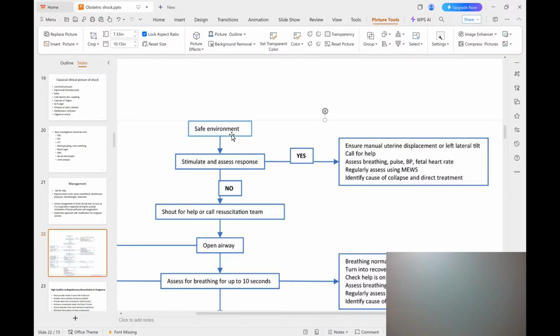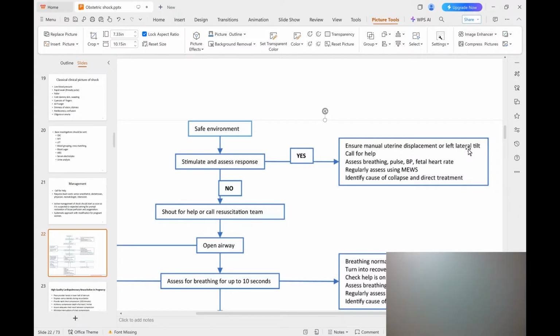If yes, then the first thing is we will ensure manual uterine displacement or left lateral tilt. Usually, in left lateral tilt, it is difficult to perform cardiac compression. So another assistant will just lift and displace the uterus to the left to prevent aortocaval compression. Call for help. Then we'll assess airway, breathing, circulation, and fetal heart rate, with regular assessment using the modified early warning system, and we'll identify the cause of collapse and treat.